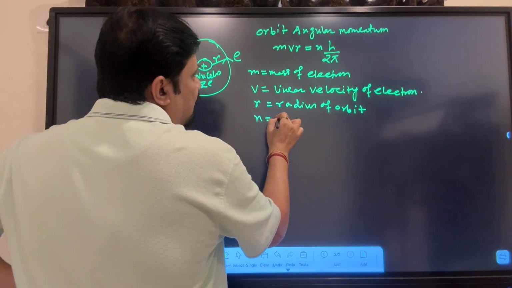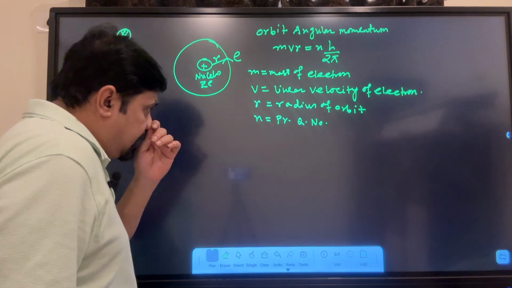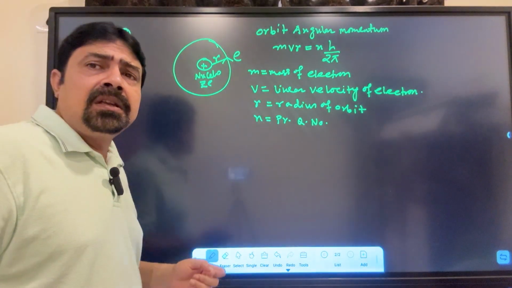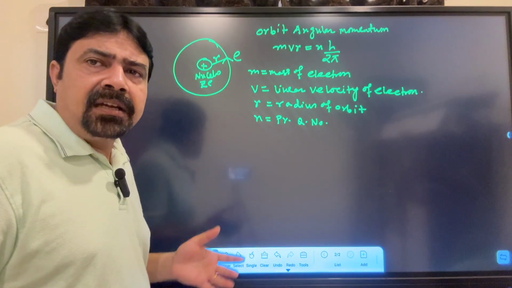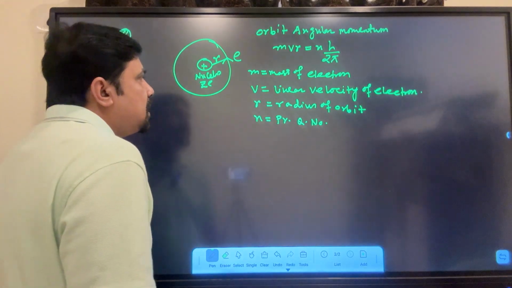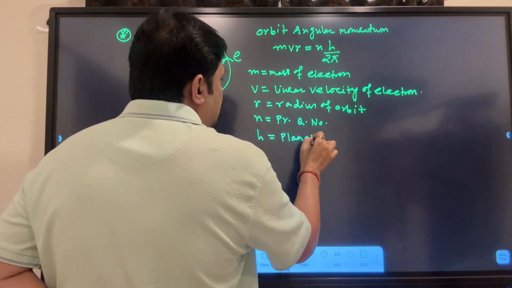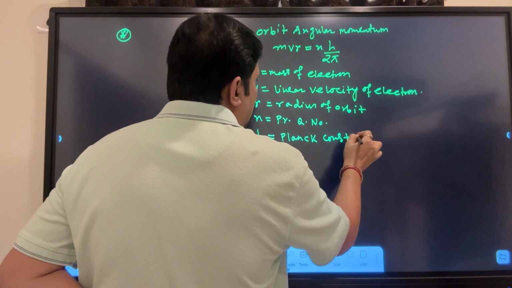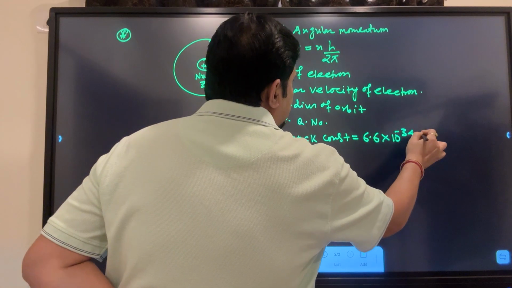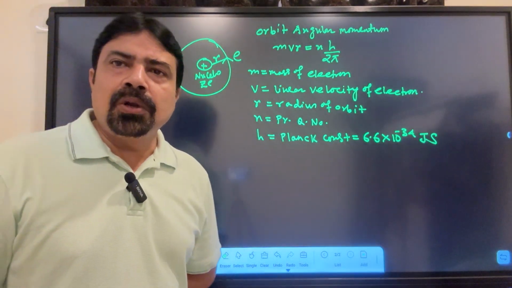Where n is, later on we introduce, the principal quantum number. That means if this value increases, energy of orbit will increase. For the K shell, n equals 1, L shell, n equals 2. Like that it will come, already you know in 10th standard. So now n is the principal quantum number, where h is the Planck constant. Its value we already know, 6.6 into 10 power of minus 34 joule second.